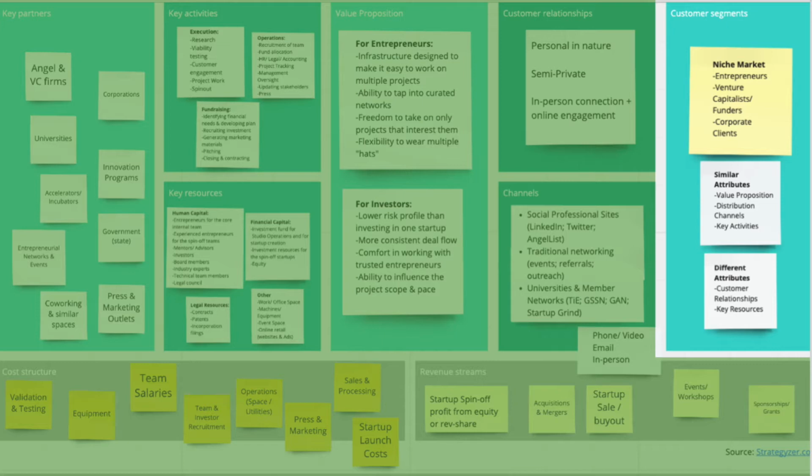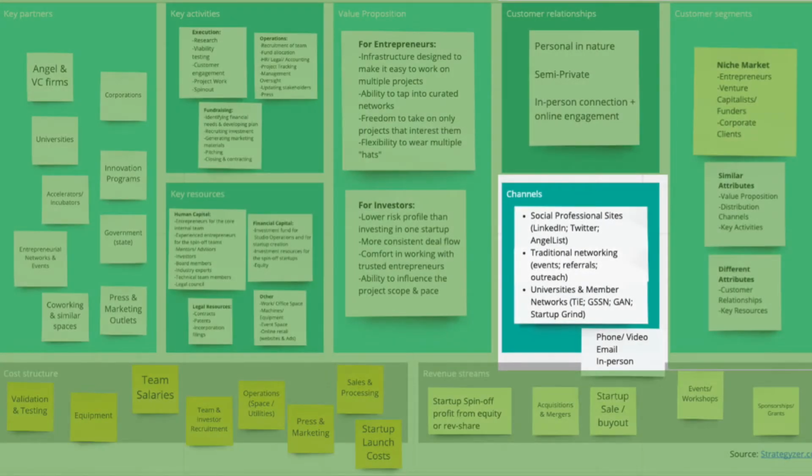I decided on a niche market approach because while the variety of customers a studio will serve is wide-ranging, they do all have very specific focuses and tend to operate within the same innovation sphere. Next, let's take a look at channels.